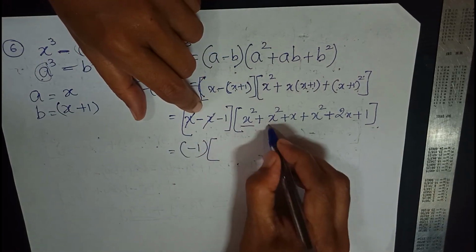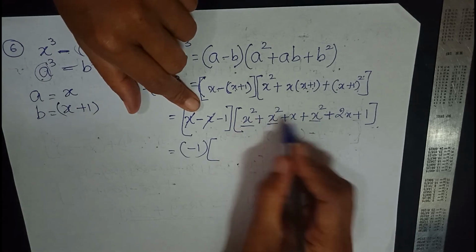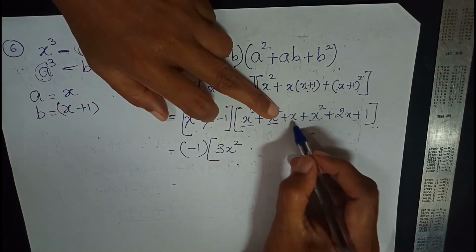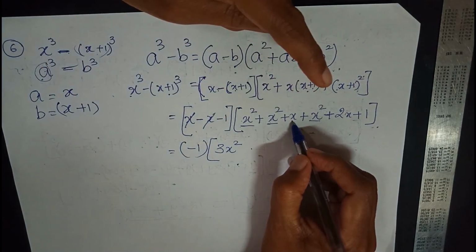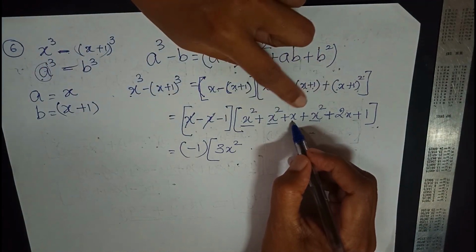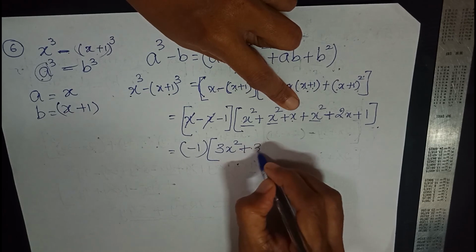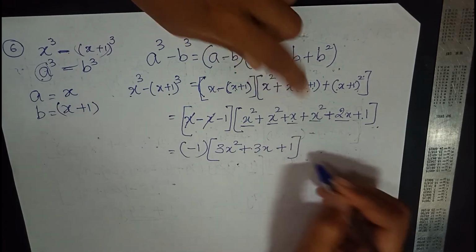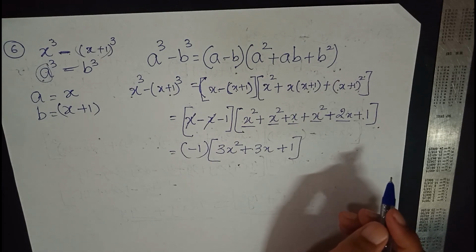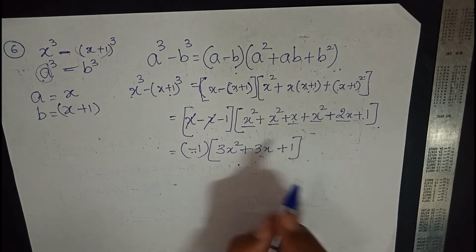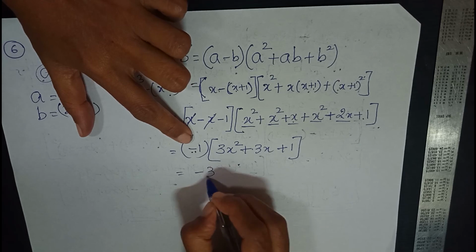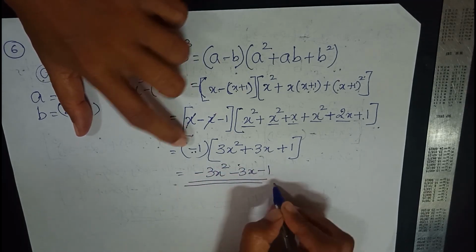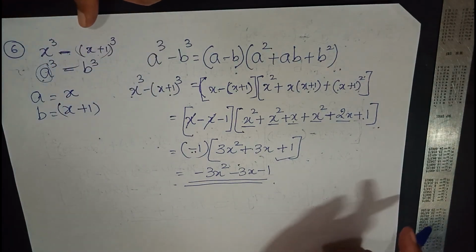Now x square, x square, x square all are plus. So we add them up to get 3x square. We have 1x and 2x. That will become 3x and plus 1. So either we leave it like this or we multiply this minus to all the signs. So we get minus 3x square minus 3x minus 1. But it is always better to leave it in this form.